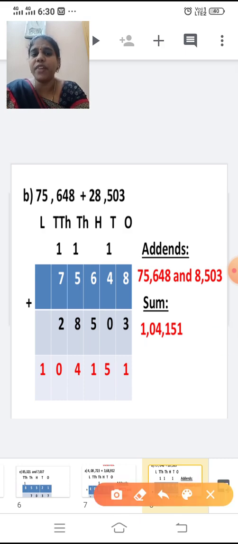1,04,151. First you have to add the ones place. 8 plus 3 is 11. So write 1 here and this one is carried over to the tens place. Then add the tens place. 1 plus 4 is 5. 5 plus 0 is 5. So write 5 here. Then move on to the hundreds place. 6 plus 5 is 11. So write 1 here. This one is carried over to the thousands place. Now add the thousands place. 1 plus 5, 6. 6 plus 8, 14. 4, I'm writing it here. 1 is carried over to the 10,000 place. Then add the 10,000 place. 1 plus 7, 8. 8 plus 2, 10. So the answer is 1,04,151.